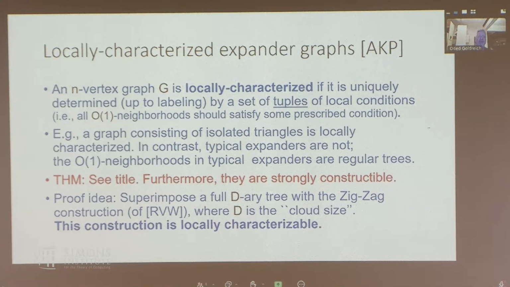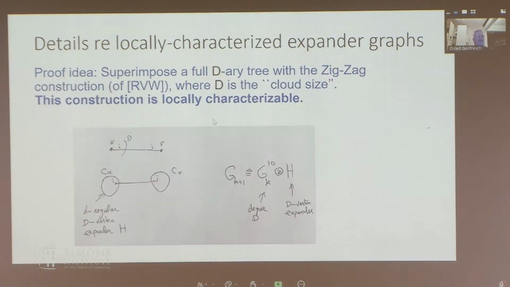And the proof idea is really to superimpose a full D-ary tree, where D is a large constant, with a specific construction of an expander graph, which is a zigzag construction. It will not take the zigzag construction itself, but it will take all the copies of the zigzag construction up to the size that you are interested in. We'll see it in a moment. And this D of the D-ary tree is the cloud size in the zigzag construction. So basically, I'll show now the construction.